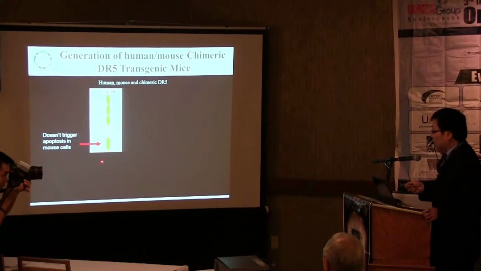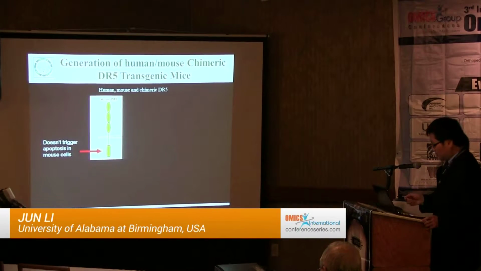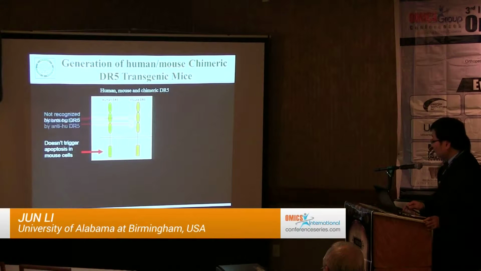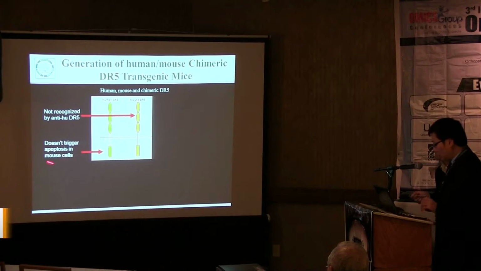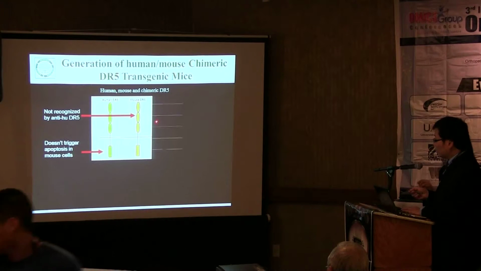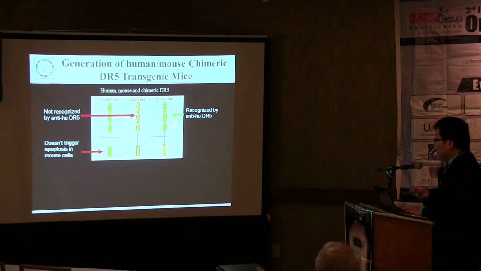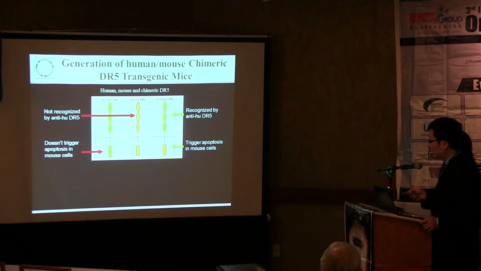As we know, human DR5 molecule cannot trigger apoptosis in mouse cells. On the other hand, mouse DR5 cannot be recognized by anti-human DR5 antibody. Therefore, in order to perform this research, we had to generate a chimeric DR5 transgene molecule, which consists of the extracellular human DR5 fragment linked to the intracellular and transmembrane domain of the mouse DR5. Therefore, this molecule can be recognized by anti-human DR5, and it can also trigger apoptosis in mouse cells.